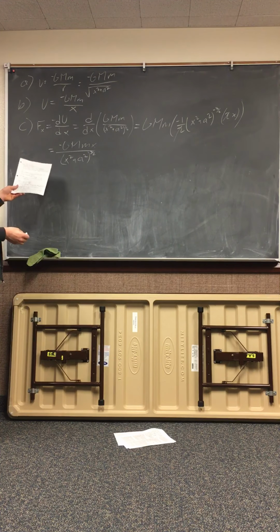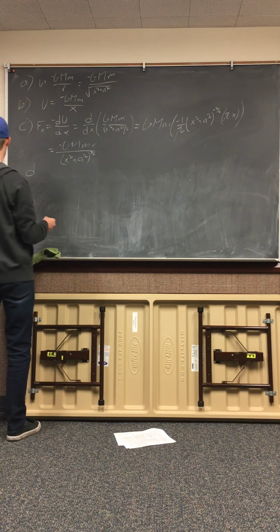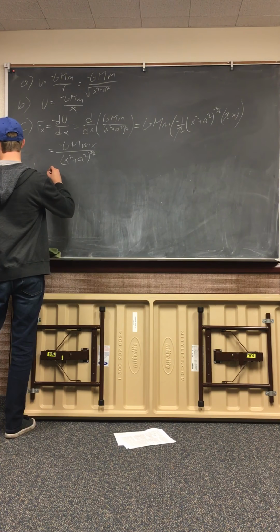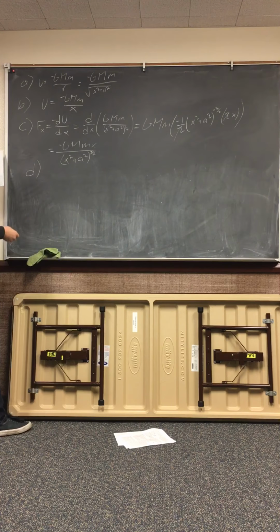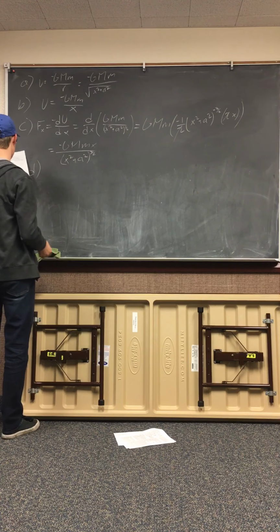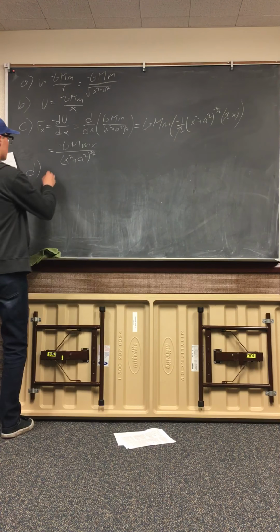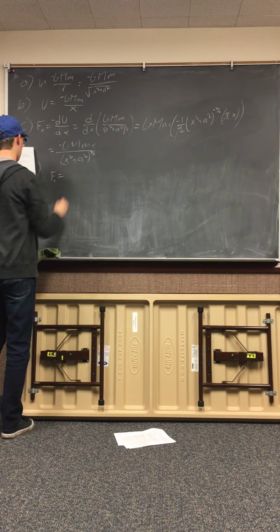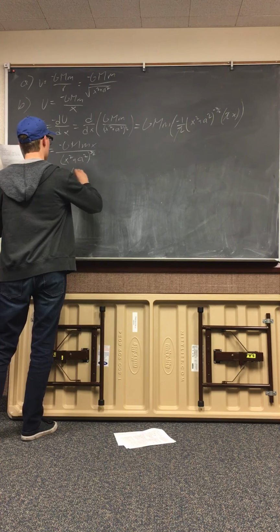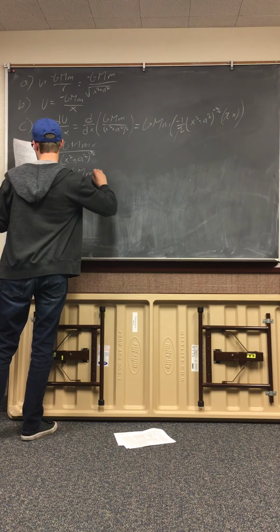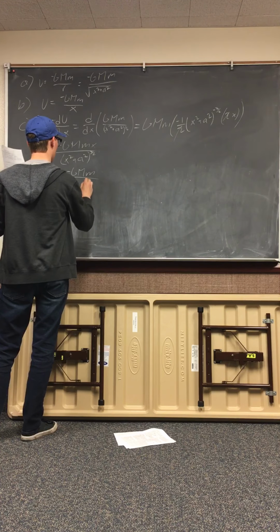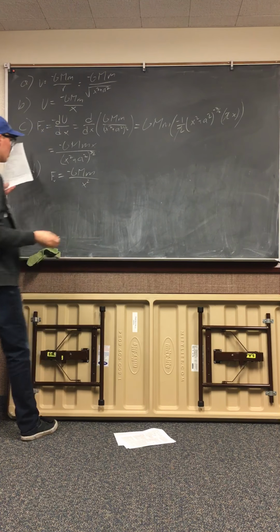For part D, x is much bigger than a, so a is basically 0. So then the force in x is equal to negative G M m divided by x squared.